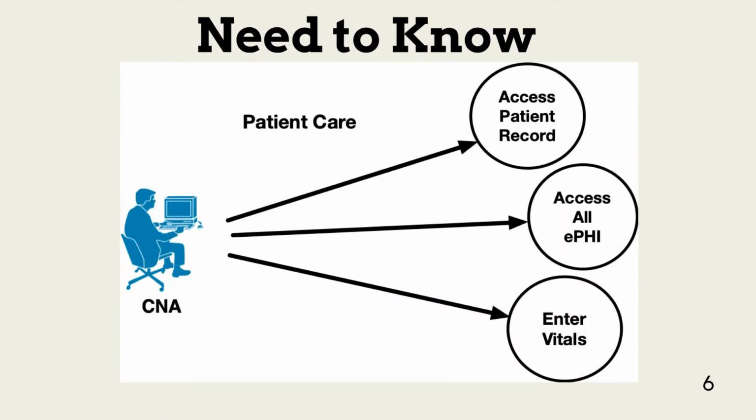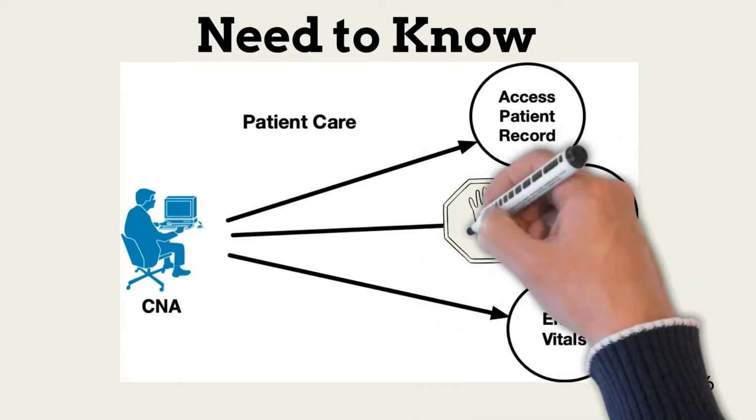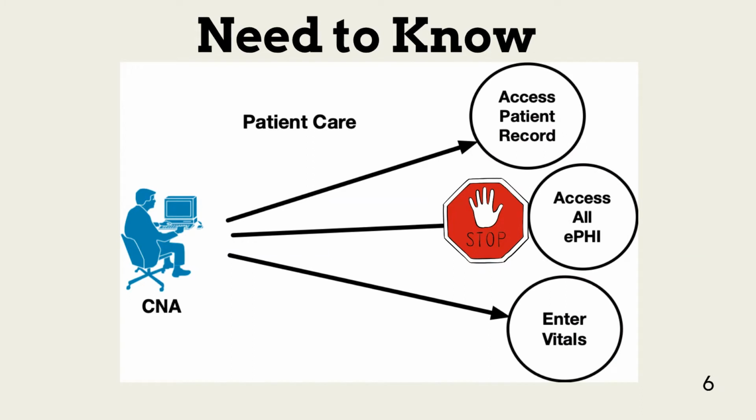Need to know controls what information a user can see. An employee should only be able to see the information essential to perform business tasks. In this example, a certified nurse assistant is allowed access to patient information, but he can't see all EPHI. He can only access the information needed to take vitals and perform other CNA tasks.